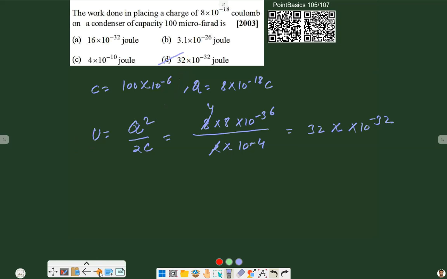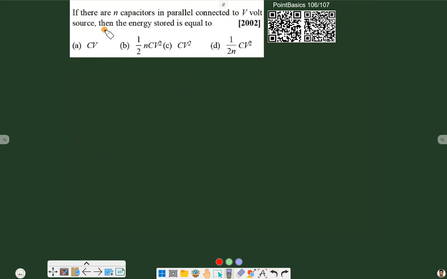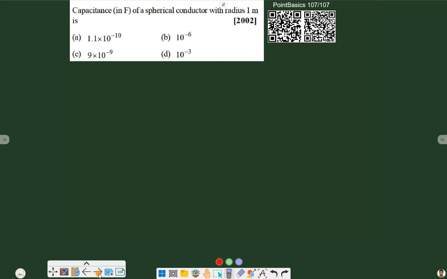Now next question. N capacitors in parallel connected to a V volt source, energy stored. Now the capacitors are in parallel, so their final capacitance will be NC, and total energy stored will be half capacitance into potential square, so half NCV square, option B.